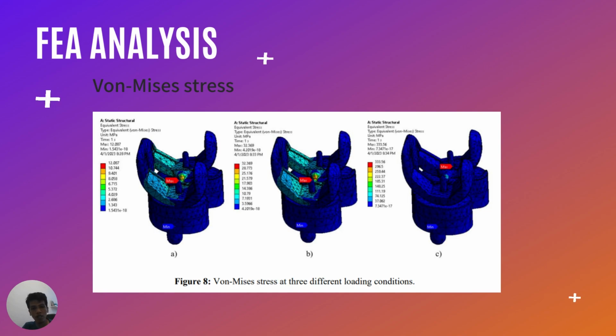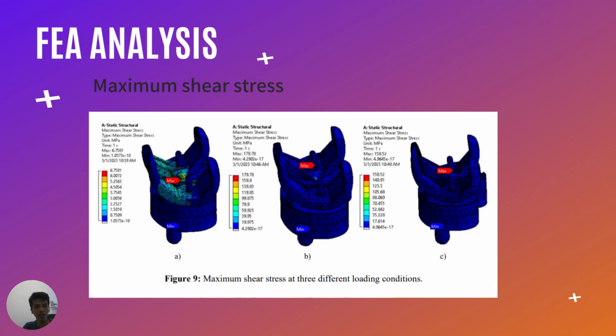For von Mises stress it looks similar, but I want to highlight the difference, which is on the maximum shear stress. You can see that the maximum shear stress happens the highest during walking, in the second picture here. So why is it so?